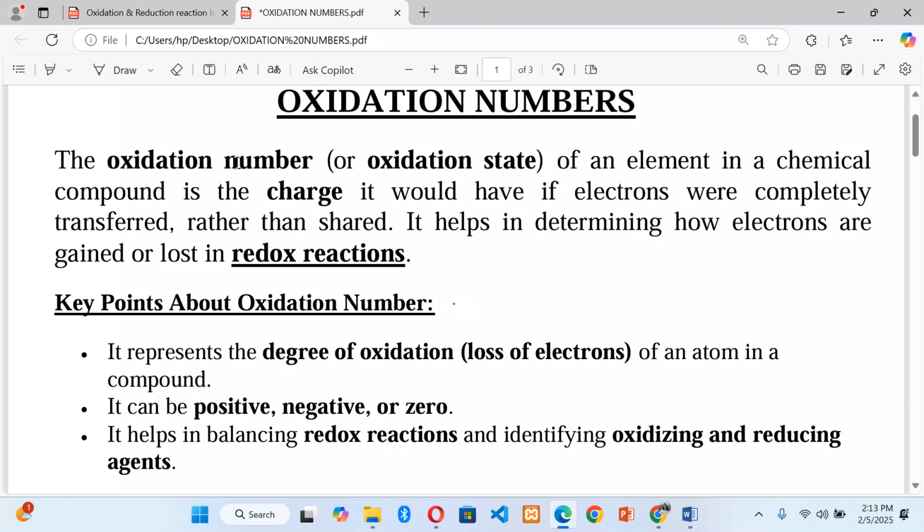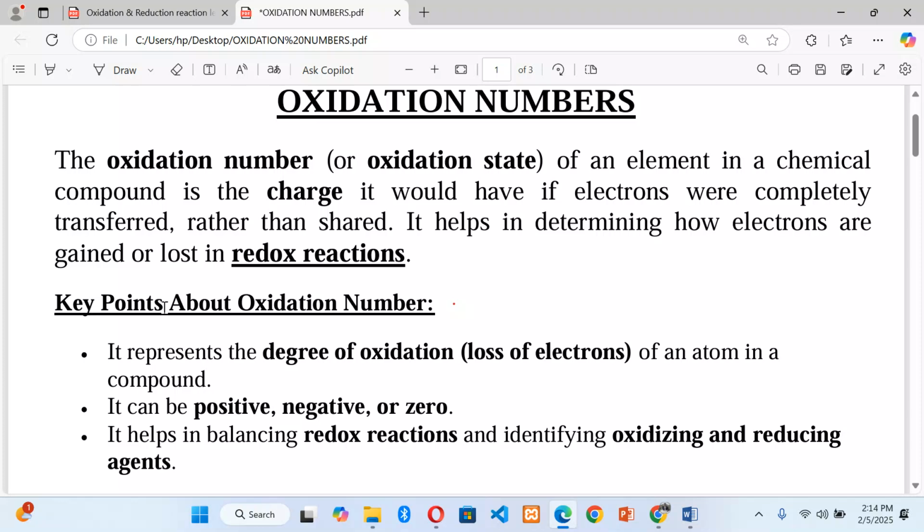The oxidation number or oxidation state of an element in a chemical compound is the charge it would have if electrons were completely transferred rather than shared. It helps in determining how electrons are gained or lost in redox reactions. So that is what we call an oxidation number or oxidation state of an element.